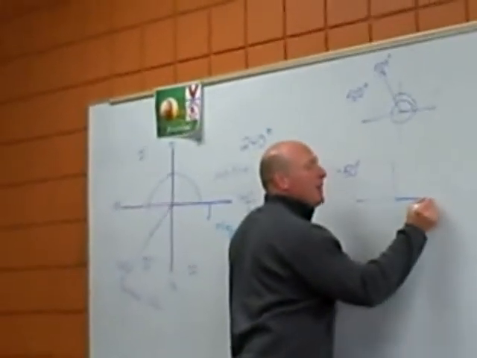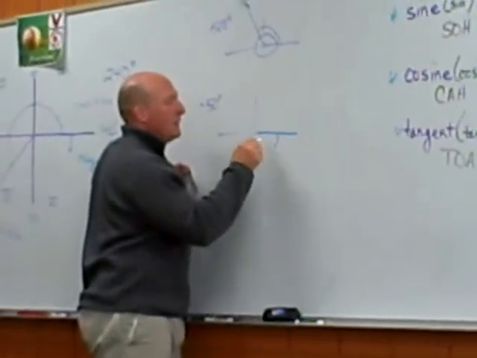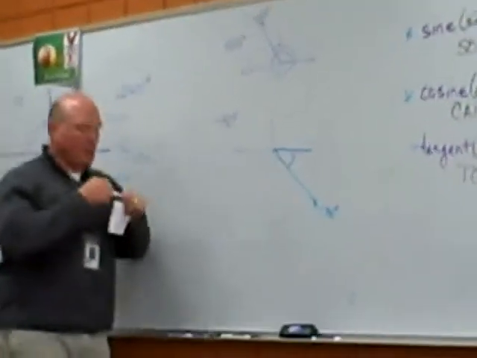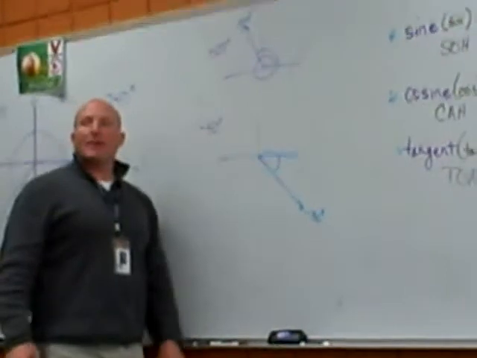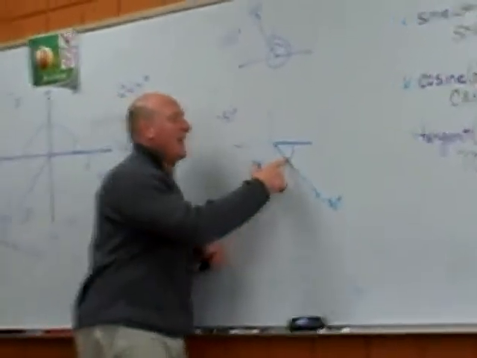So, what if I said, hey, do a negative 50-degree angle? Everybody starts at the same location. But now, instead of going up, I'm going down. There it is. Negative 50 degrees. Now, here's a question for you. This is negative 50 degrees.